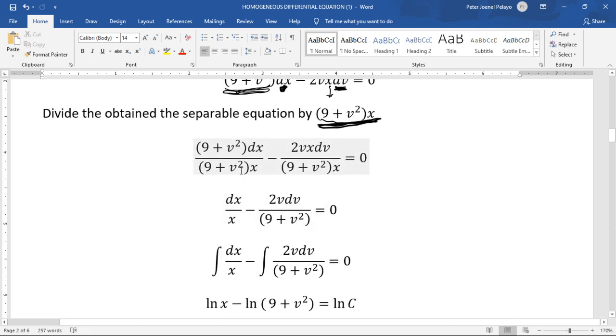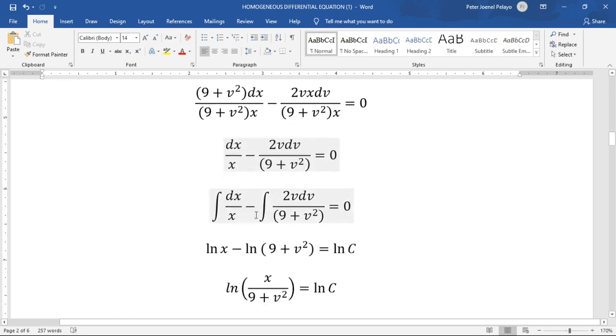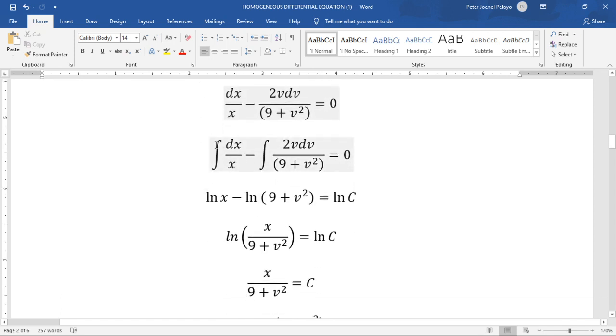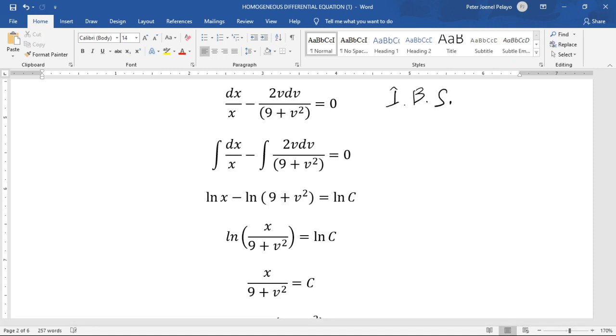Mangyari, magka-cancel out si 9 plus b squared. So, first term, so matitira is dx over x. And then, mangyayari sa second term, magka-cancel out si x. Magiging is 2b dv over 9 plus b squared is equal to 0. And then, integrate. So, we all know that the integral of dx over x is ln x. And how about this? Paano natin yan integrate? So, integration by substitution for the second term.